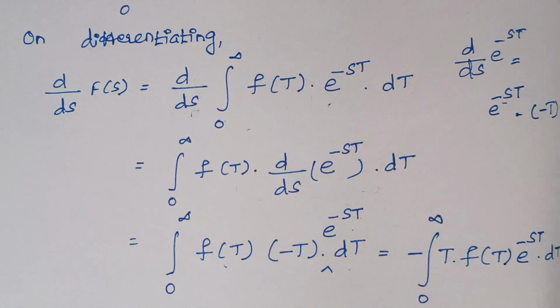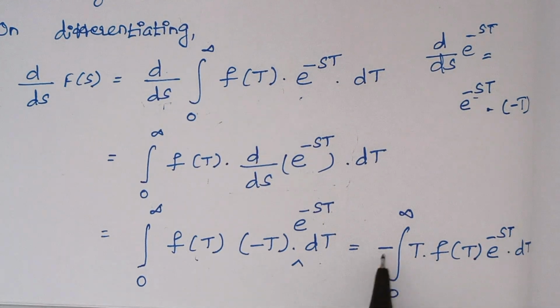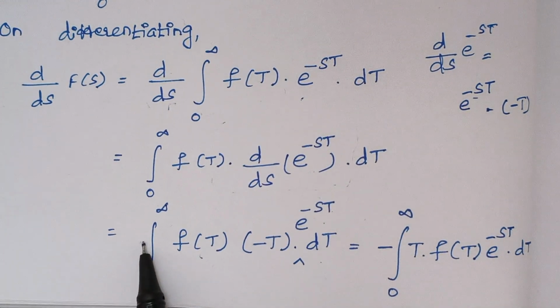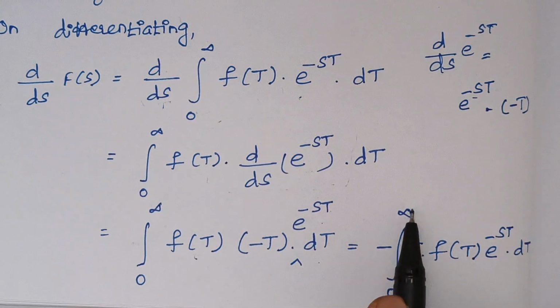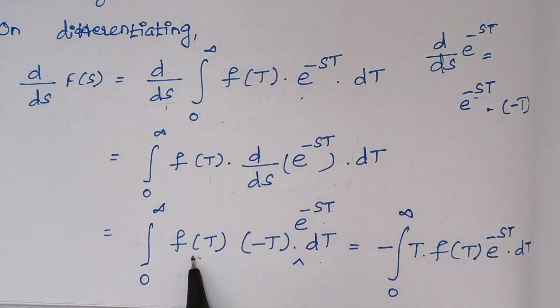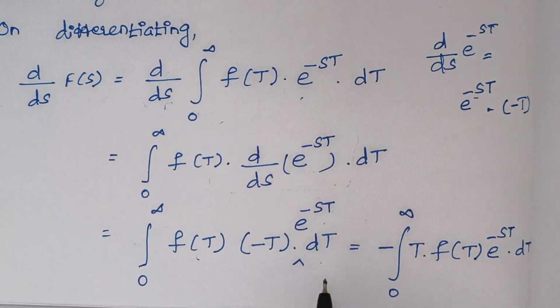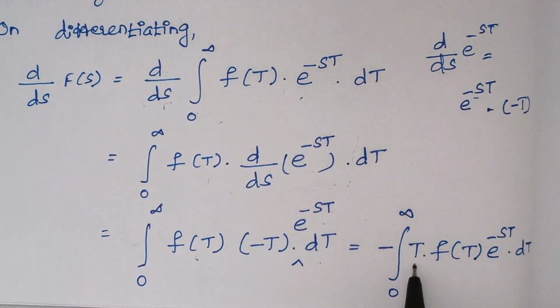Here in the final step I have rearranged, that is, this minus I have taken outside. So minus integral 0 to infinity t into f of t into e power minus st into dt. Here you see I have written the terms.